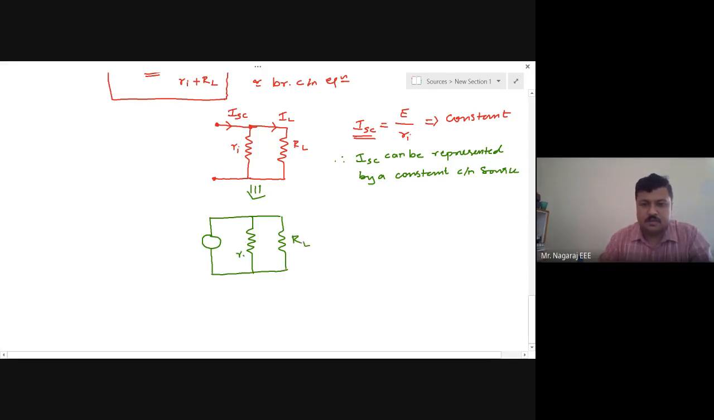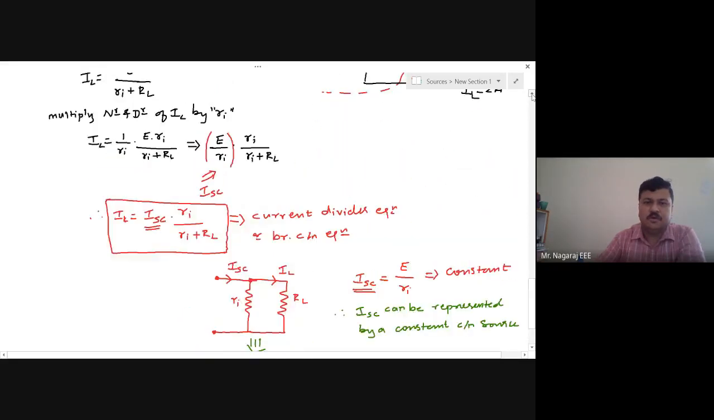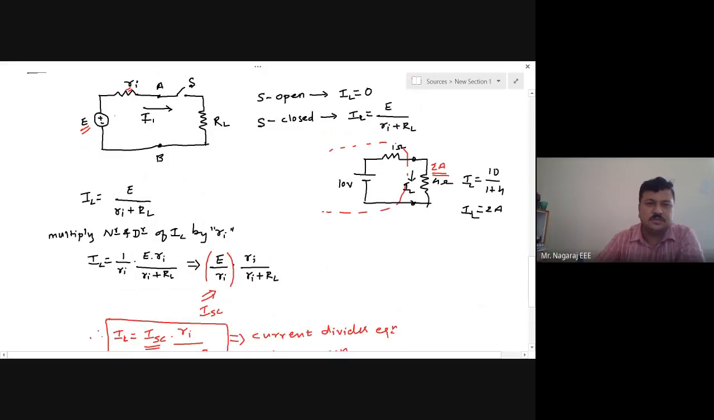This is RL, this is RI, this is IL. Now this is represented by the current ISC. Now what should be the direction of the arrow mark? The direction of the arrow mark should follow the direction of polarity of the voltage source. Now if you observe the polarity of the voltage source, it is upwards.